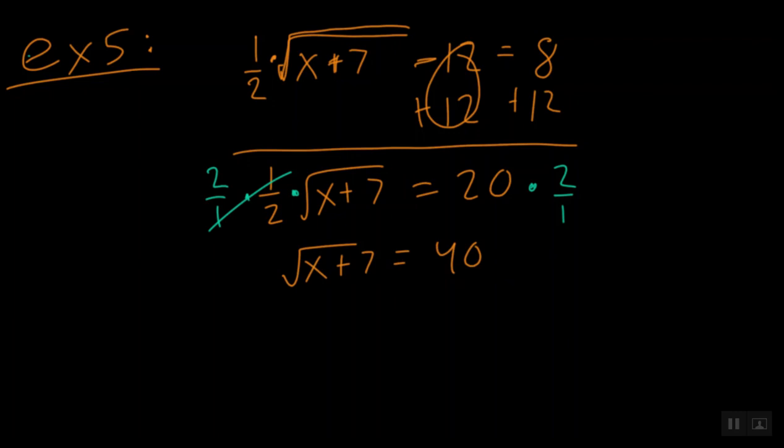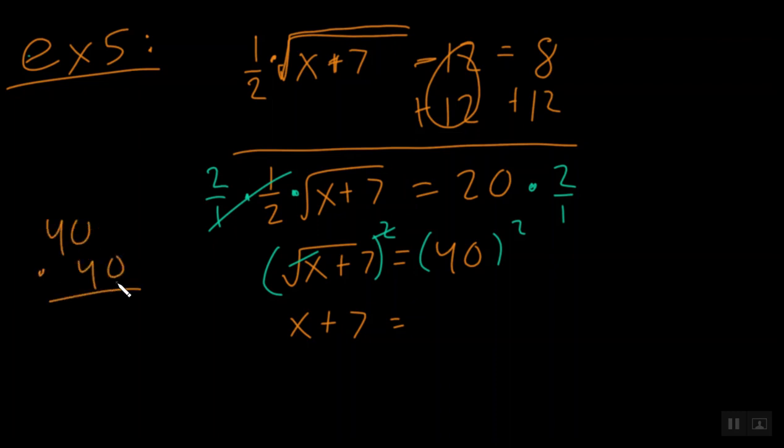Now from here, just like in every single other example, how do I get rid of a square root? What I do is I square both sides. My square root and my square cancel, and I'm left with x plus 7 is equal to 40 squared. Now 40 squared is really 40 times 40. And whenever you have a 0, you can actually just drop that 0. 4 times 4 is 16, so 40 squared is of course 1600.